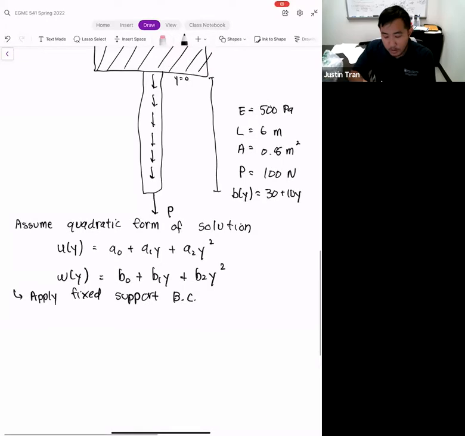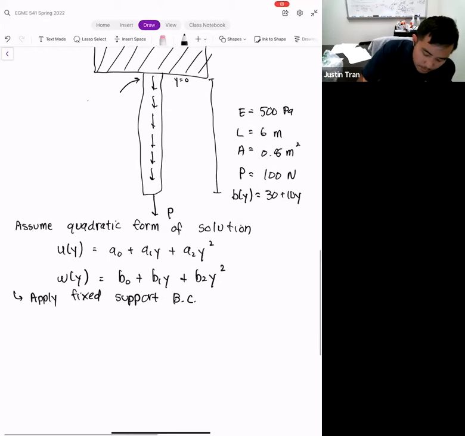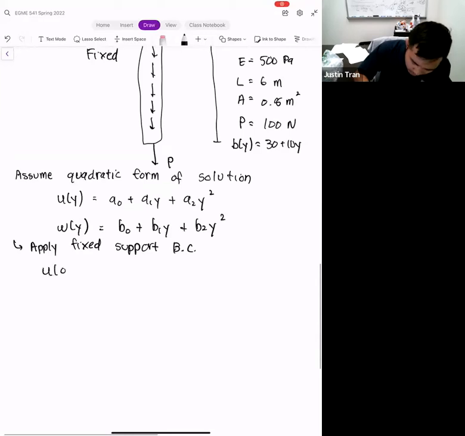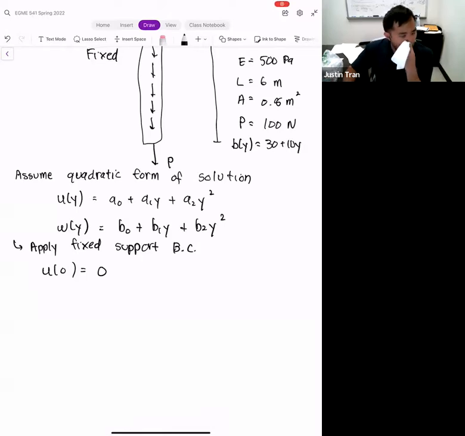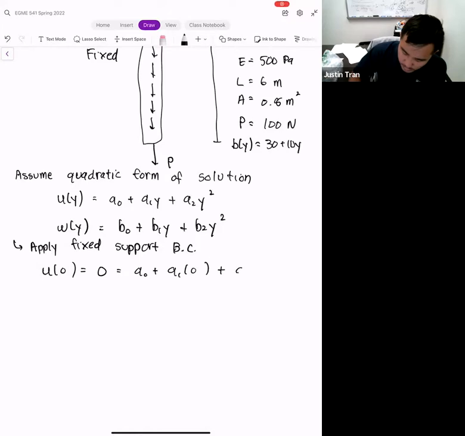Looking at the problem geometry, we have our fixed support at y equal to 0. So the Dirichlet boundary condition is u of 0 equal to 0. We plug in y equal to 0 and get a0 plus a1 times 0 plus a2 times 0 squared. Everything multiplied by 0 is 0, and all we're left with is a0 equal to 0.